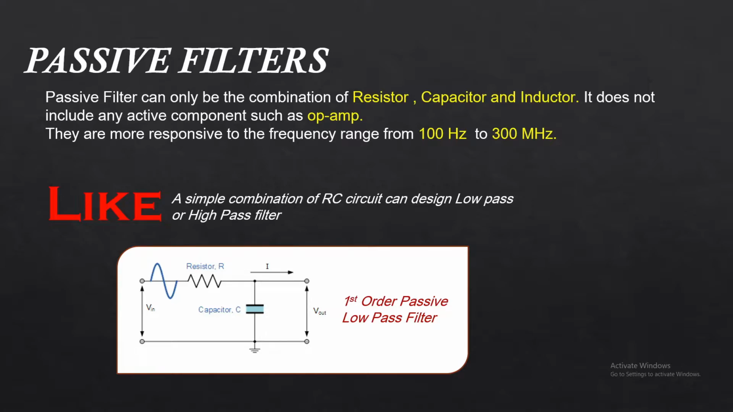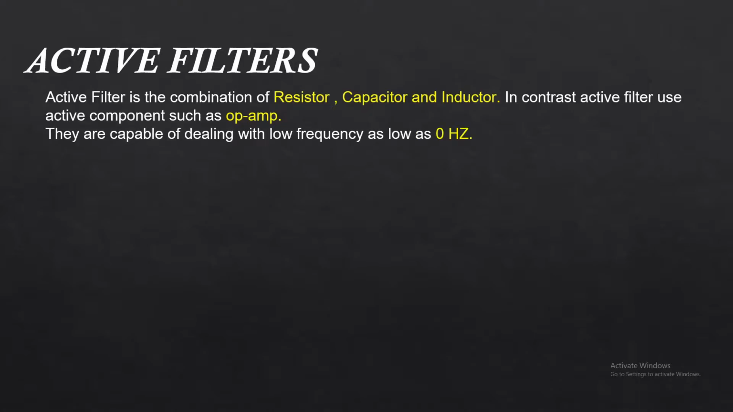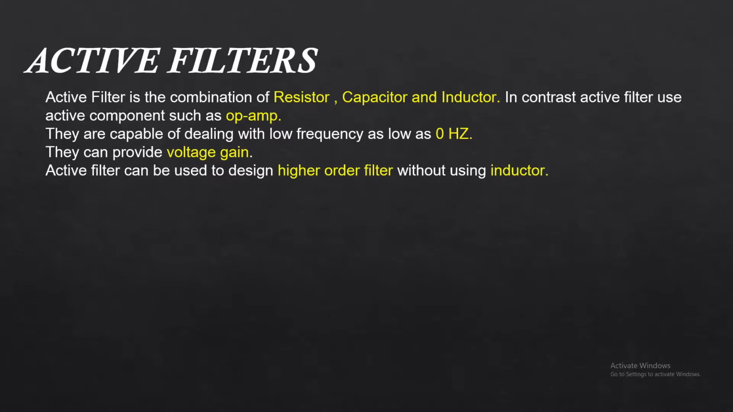Now let's talk about the active filter. What are the differences? Let's see. An active filter is a combination of resistor, capacitor or inductor, same as that, but it includes an operational amplifier for the gain purpose. It has an active component. They are capable of dealing with low frequency as low as 0 Hz. They can provide voltage gain. Active filters can be used to design higher order filters without using an inductor.